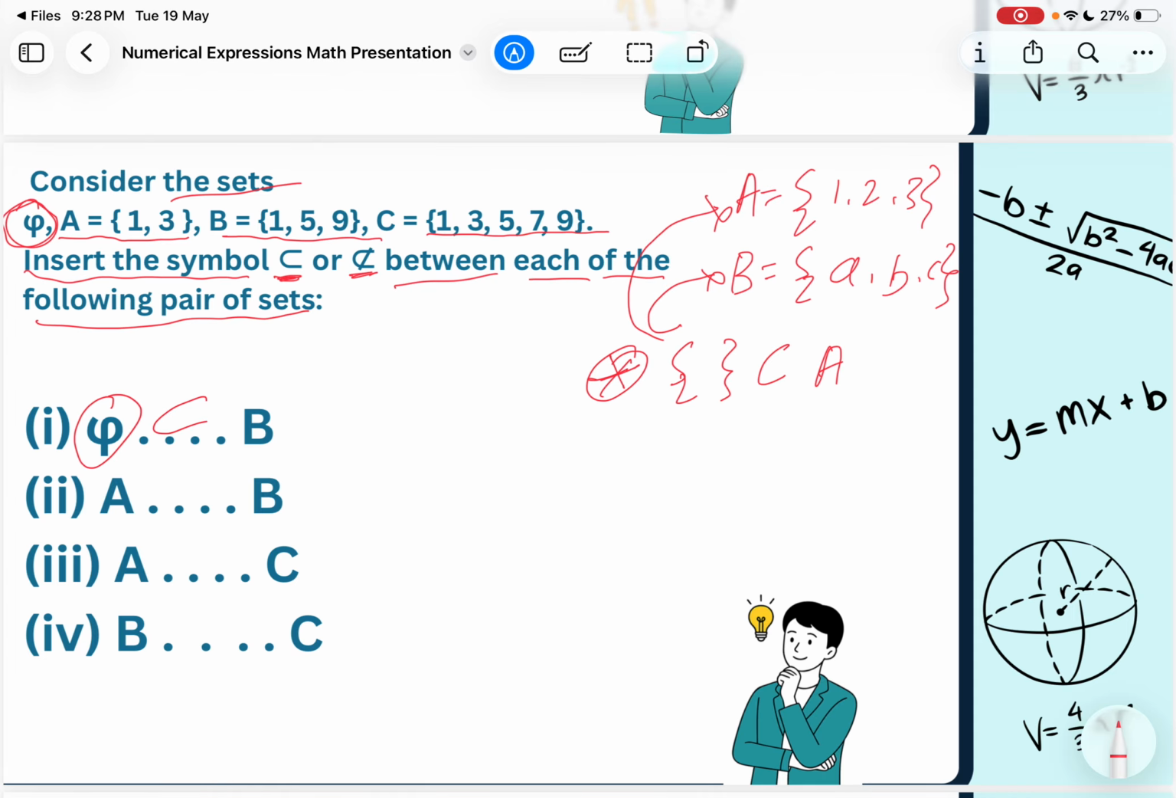So this is a subset. A is a subset of B? So let's see, A has 1 and 3. Here we have 1 but we don't have 3. So this is not a subset.